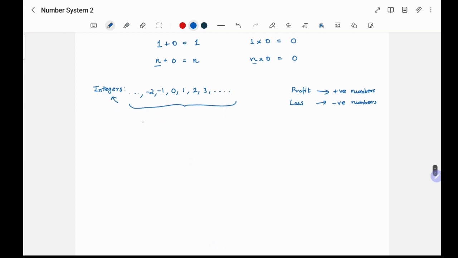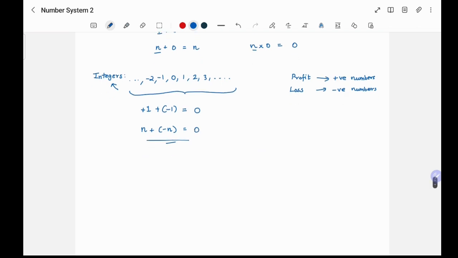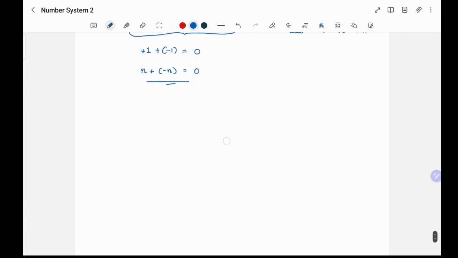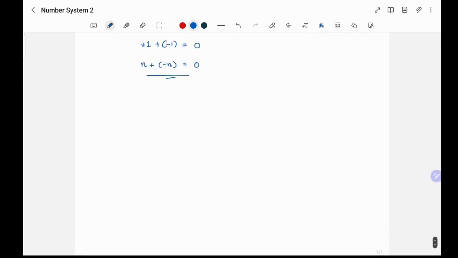When you add a positive number, let's say +1, to its counterpart negative number, we also get 0. So any number plus its negative counterpart will give us 0. Okay, so with whole numbers and integers, we can now go into what is called the remainder theorem.